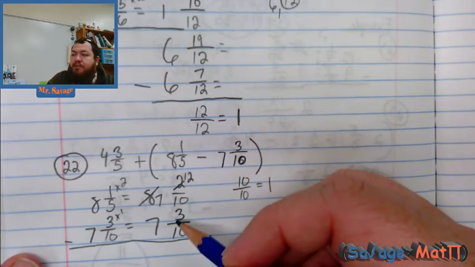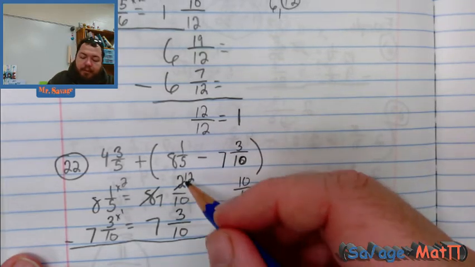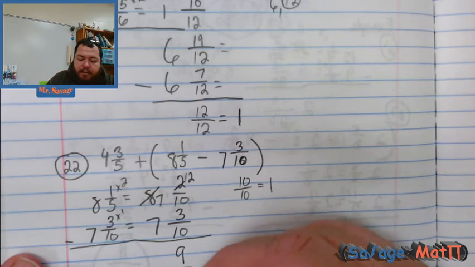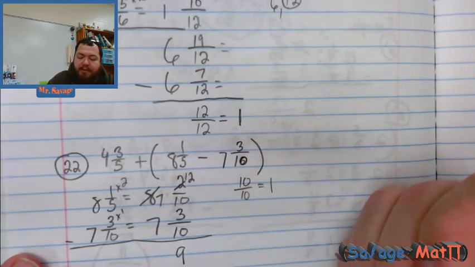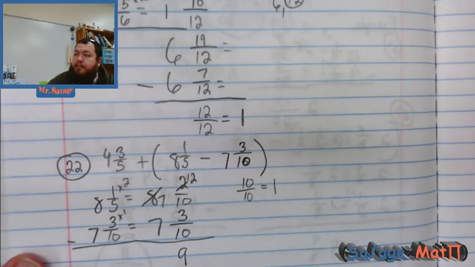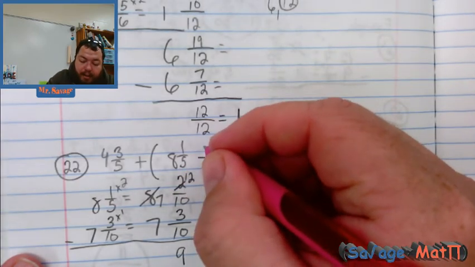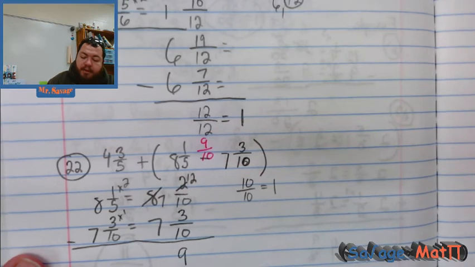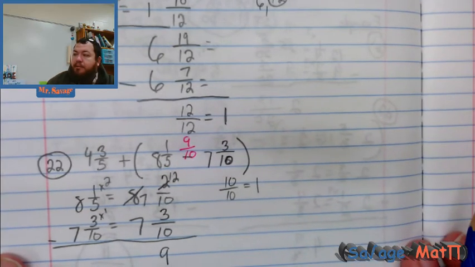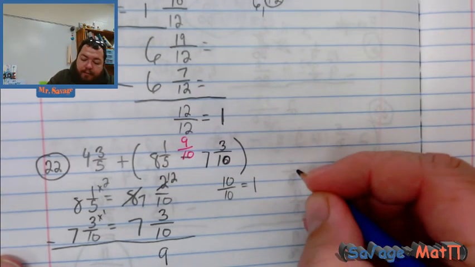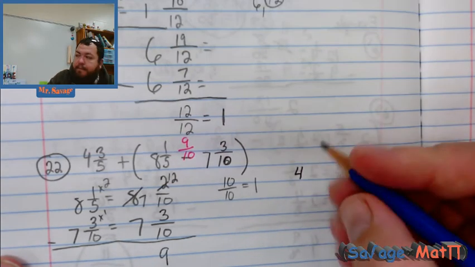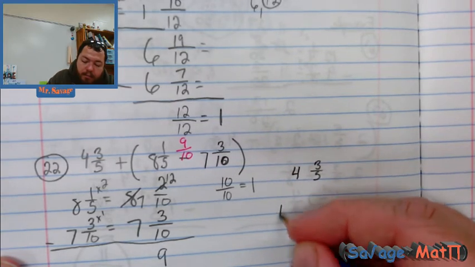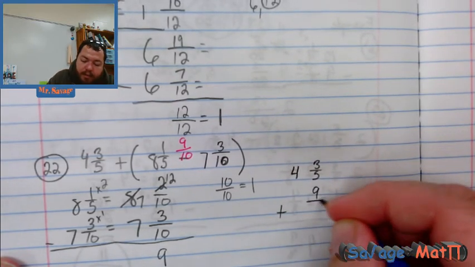So 12 minus 3 is 9/10. 7 minus 7 is 0. So now I need to fill this in. Right here I'm going to have 9/10. So for the second part of my question, I'm going to slide over here, and I'm going to have 4 3/5 plus 9/10.